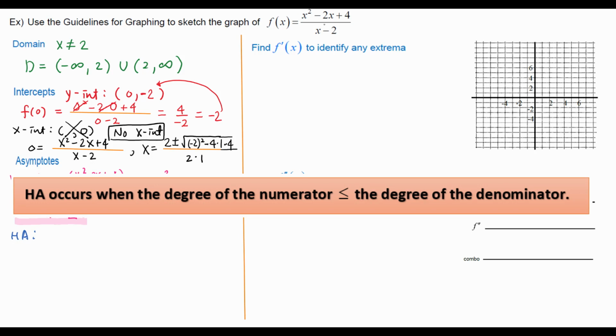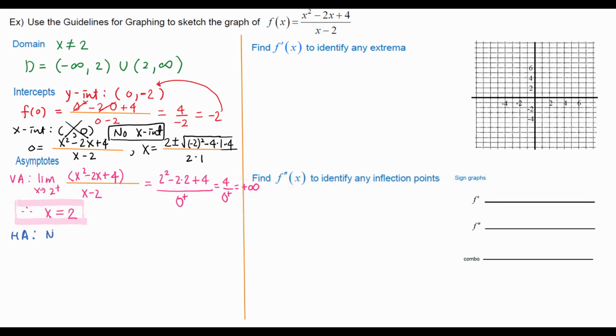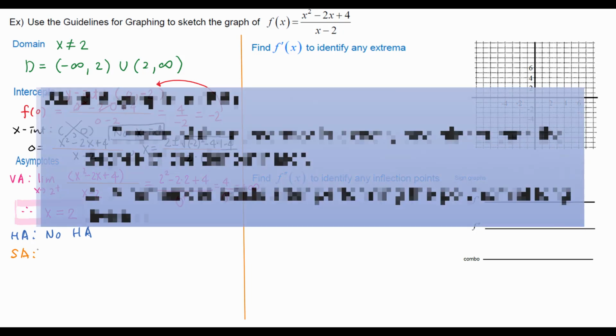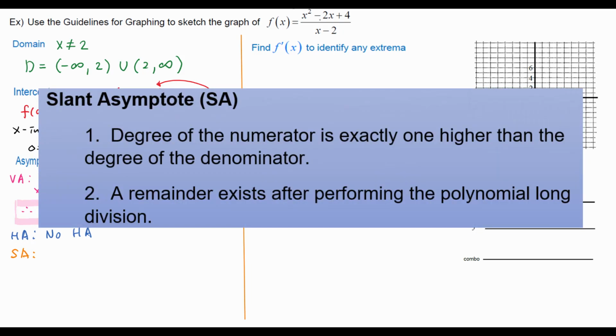Horizontal asymptote occurs when the degree of the numerator is less than or equal to the degree of the denominator. And my degree of numerator is greater than the degree of the denominator right now, so no horizontal asymptote. How about slant asymptote? Slant asymptote occurs when the degree of numerator is exactly 1 degree higher than the degree of the denominator. Is it? Yes, it is.